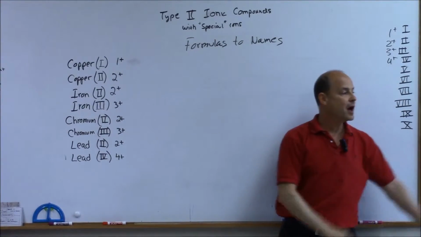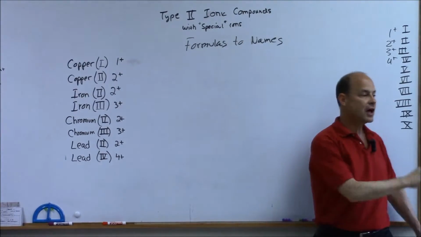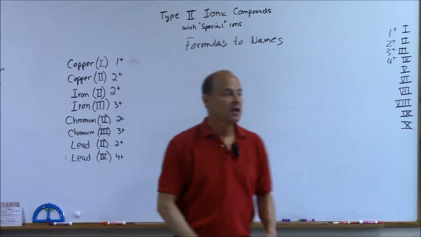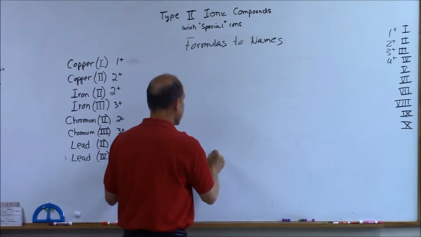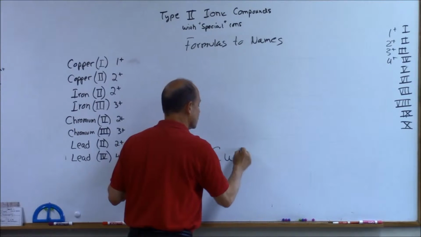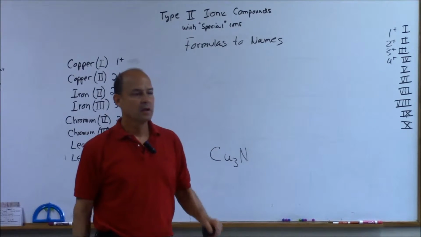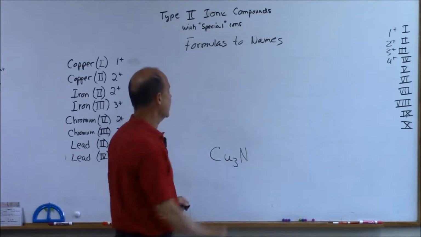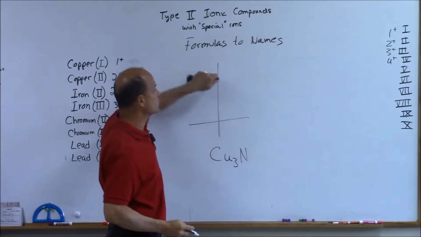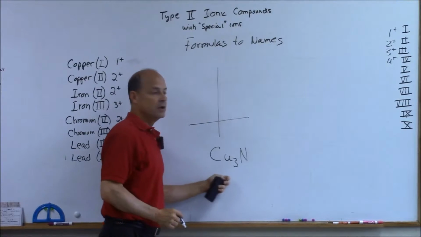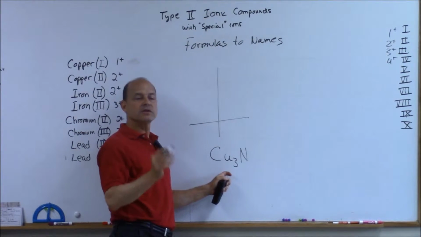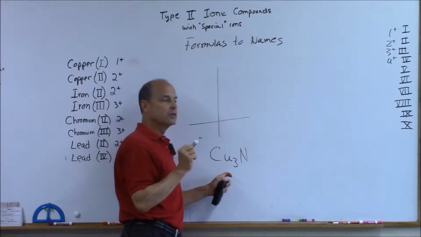Type 2 ionic compounds with special ions, formulas to names. Okay? Let's say we're given a formula and we want to write the name. So I'm going to do an upside down T-chart and we're going to work the chart backwards. Now, let's just see if someone can do this.